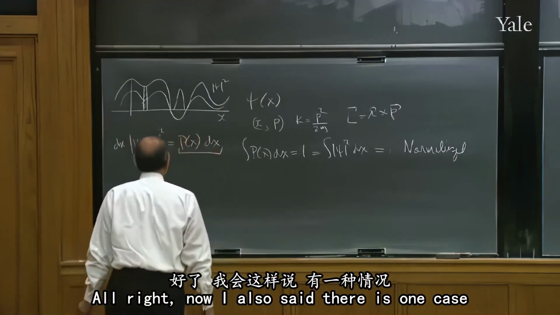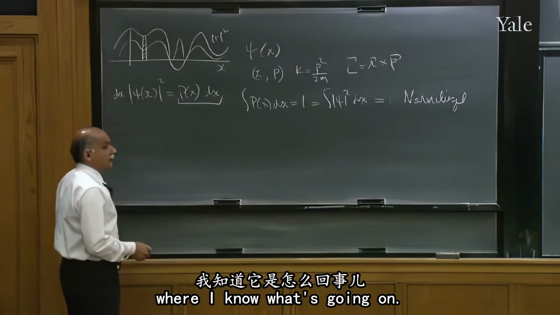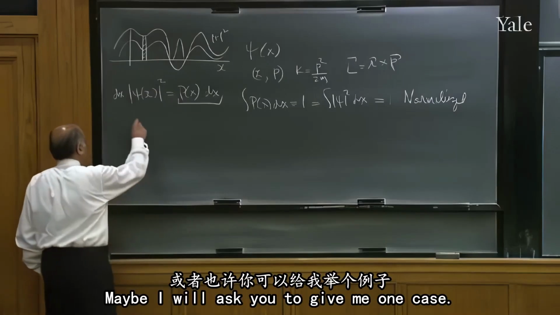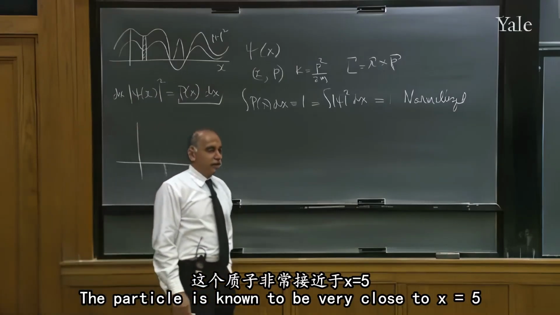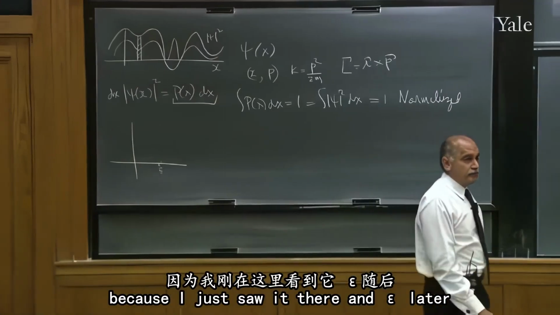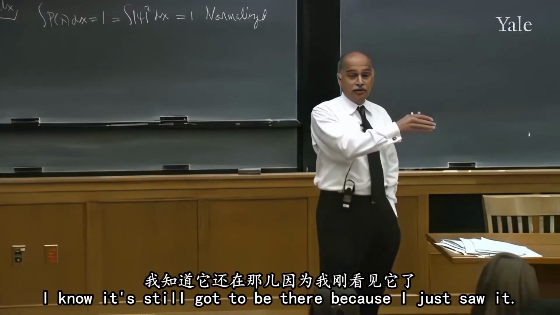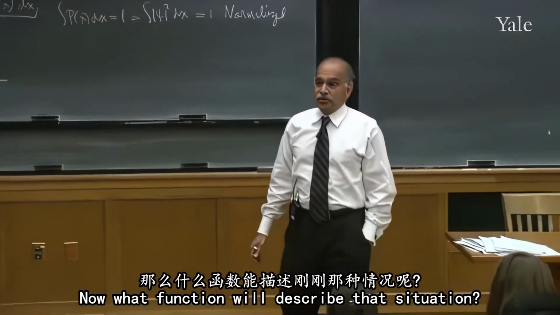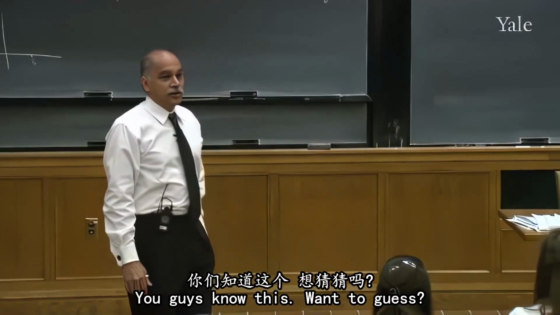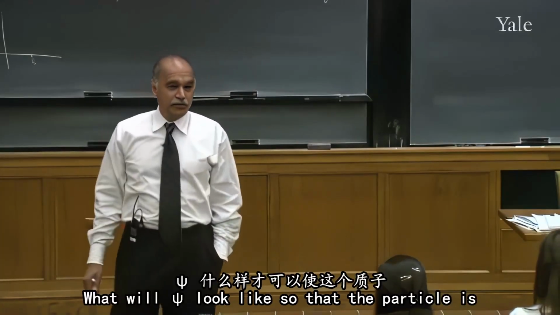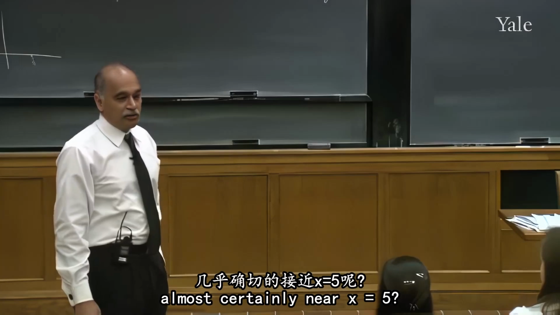All right. Now, I also said there is one case where I know what's going on. So let me give you one other case. Maybe I will ask you to give me one case. The particle is known to be very close to x equal to 5, because I just saw it there, and there's epsilon later. I know it's still got to be there because I just saw it. Now, what function will describe that situation? You guys know this. Want to guess? What will psi look like so that the particle is almost certainly near x equal to 5?